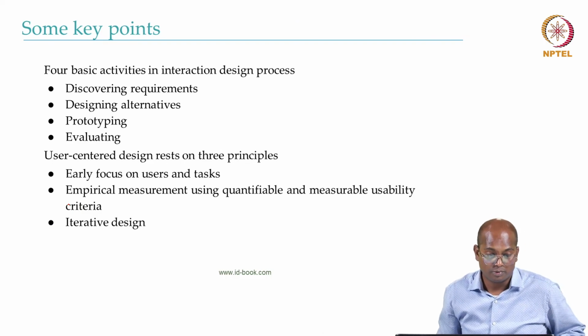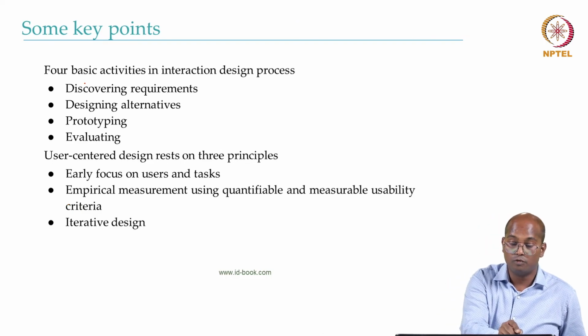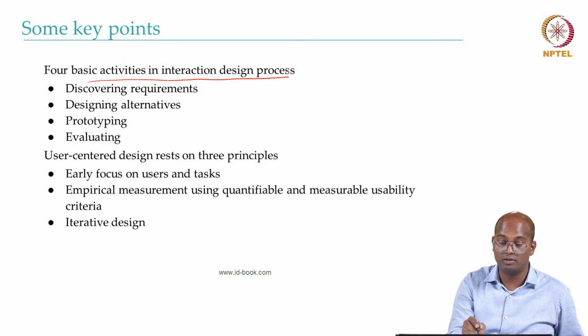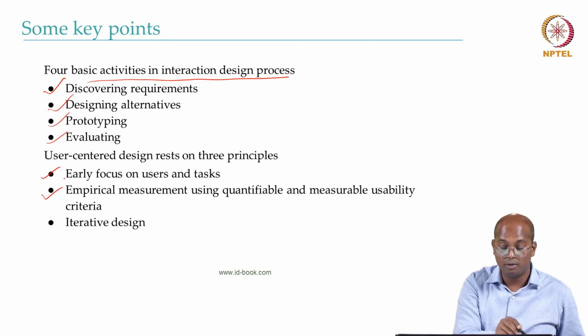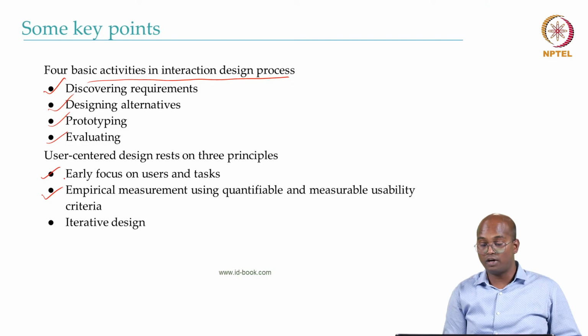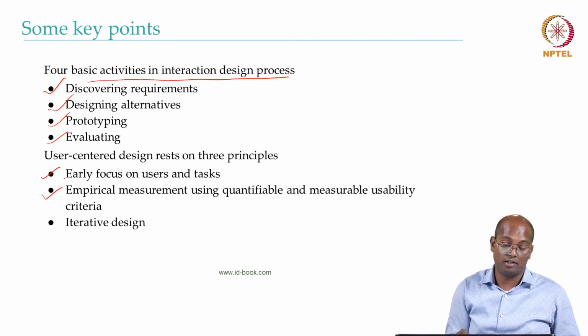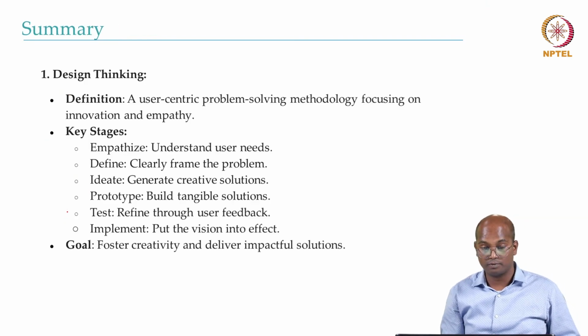So some key points to note down here are the 4 basic activities in the interaction design process: discovering requirements, designing alternatives, prototyping, and evaluating. And user-centered design rests on 3 principles: early focus on users and tasks, empirical measurement using quantifiable and measurable usability criteria, and iterative design.